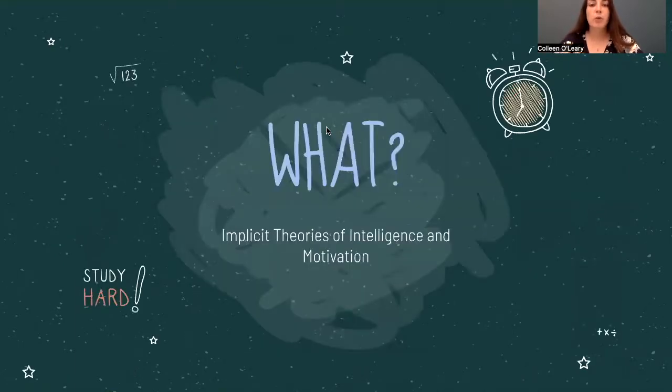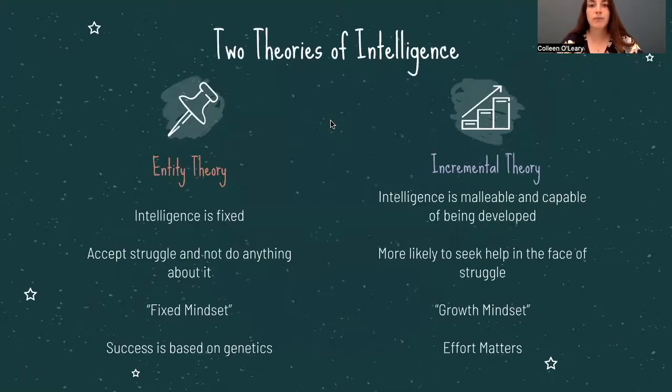First, we'll focus on the what. These are the implicit theories of intelligence and motivation. There are 2 major theories of intelligence, and they are entity theory of intelligence and incremental theory of intelligence. The first one is the entity theory, which has individuals believe that intelligence is fixed. Students will accept struggle and not really do anything about it. This is commonly referred to as a fixed mindset. And students believe that success is based more on genetics.